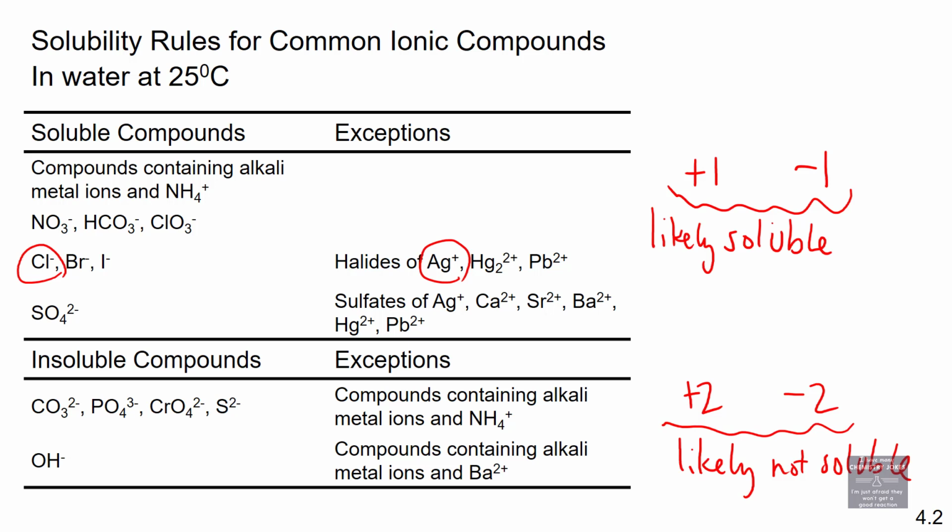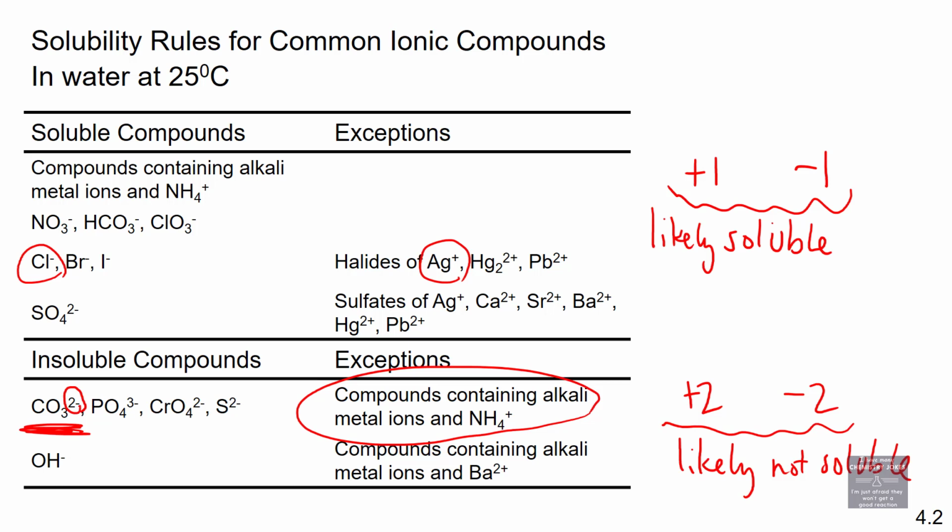Look, a 2- anion, and anything is insoluble except for these things. And alkali metals are the first column of the periodic table, the first group. So that's like lithium, which is a 1+, sodium, which is a 1+, potassium, which is a 1+. So when carbonate hooks up with a 1+, it's soluble, but if it hooks up with a 2+, probably not. So, interesting. If you have a +1 or -1, probably soluble. +2 or -2 or greater, probably not soluble.